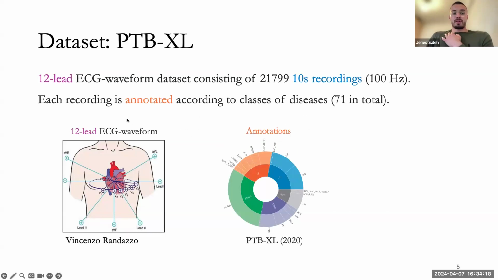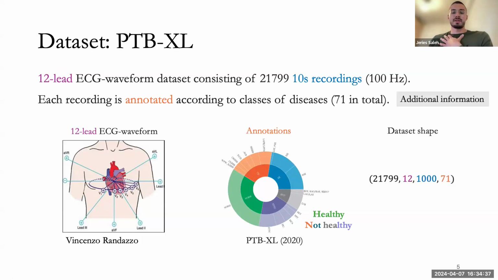Moreover, each recording is annotated according to a specific class of disease. So we have healthy recordings, and we have not healthy recordings. Overall, there are 71 diseases, and this is additional information we have in the dataset. So the overall dataset shape is almost 22,000 recordings of 12-lead ECGs, with 1,000 data points because it's a 10-second sample at 100 hertz, and with the 71 diseases.